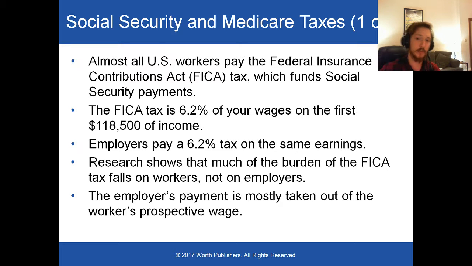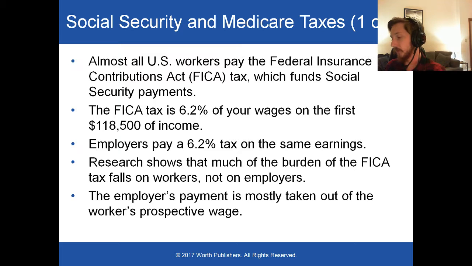A few more taxes to look at. Payroll taxes, Social Security, and Medicare. So, almost all U.S. workers pay the FICA tax, F-I-C-A. That funds Social Security payments. The FICA tax is 6.2% of your wages on the first $120,000, and employers pay another 6.2% tax on the same earnings.